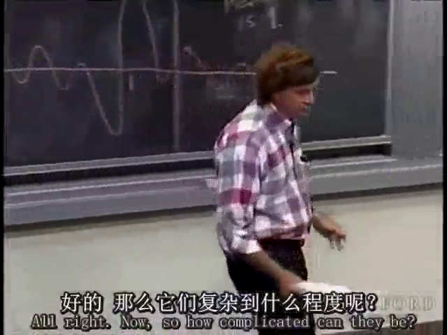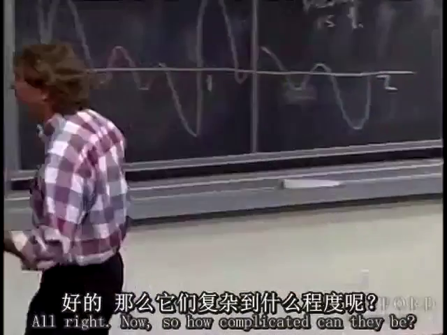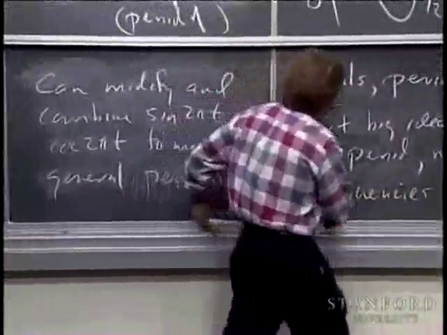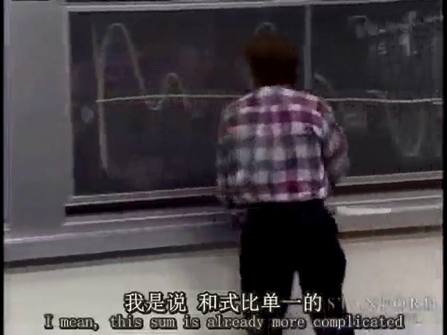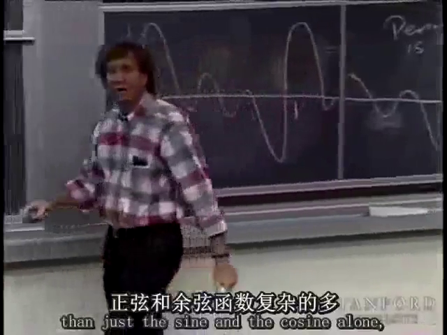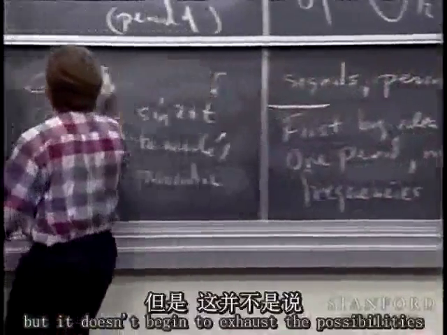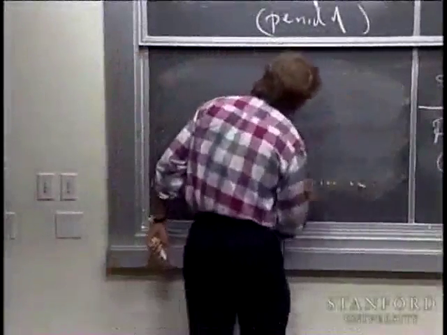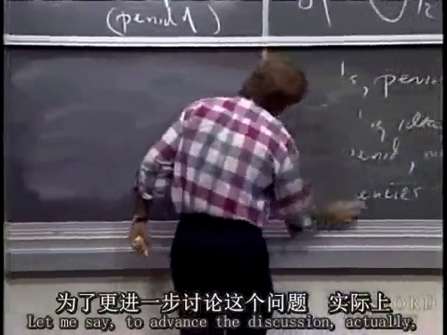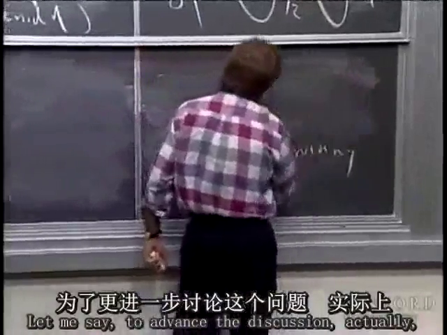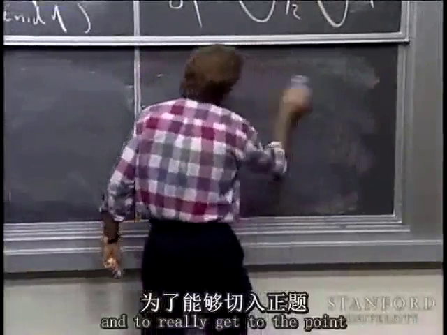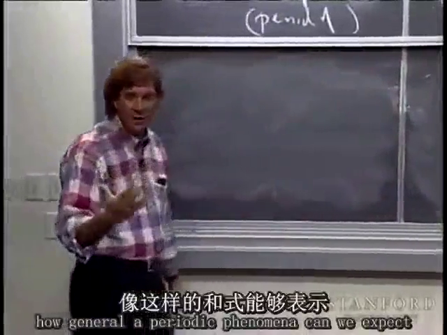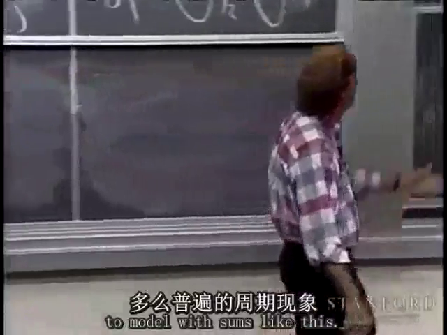All right, now, so how complicated can they be? That's the question that I really want to address. This sum is already more complicated than just the sine and the cosine alone, but it doesn't begin to exhaust the possibilities that we want to be able to deal with. To advance the discussion, and to get to the point where I can ask the question in a reasonable way: how general a periodic phenomena can we expect to model with sums like this?